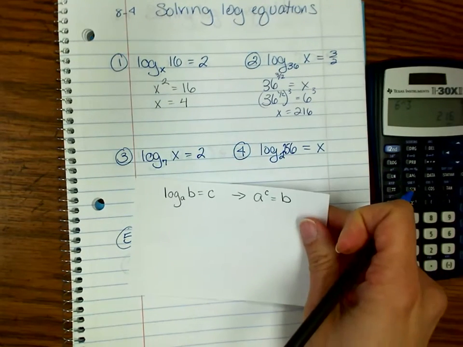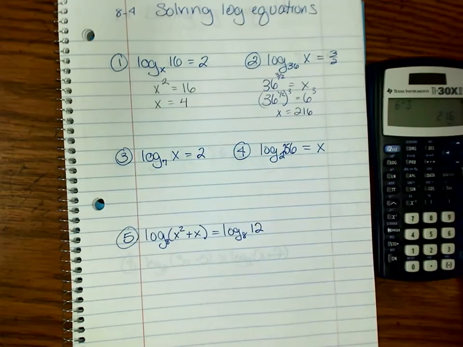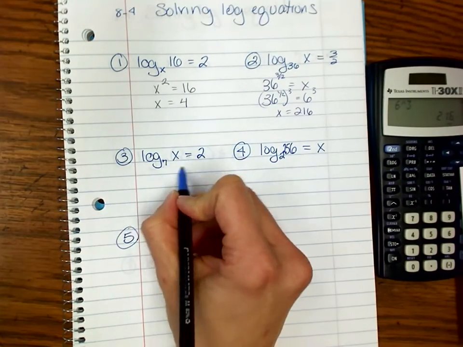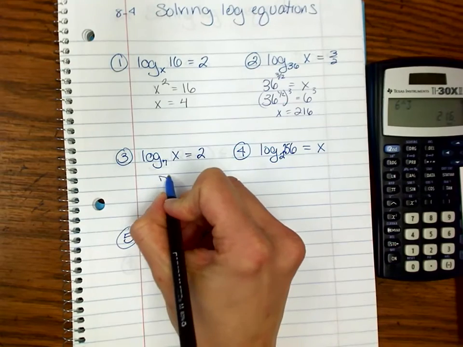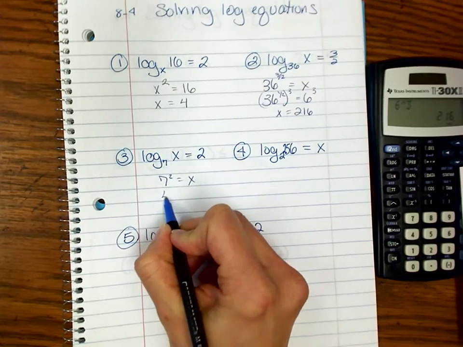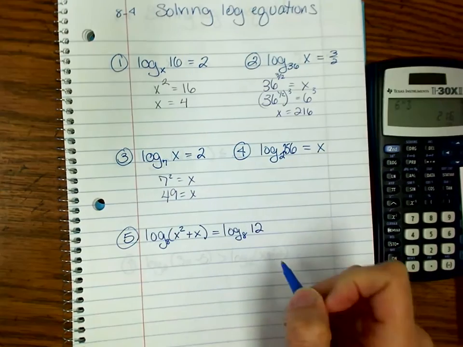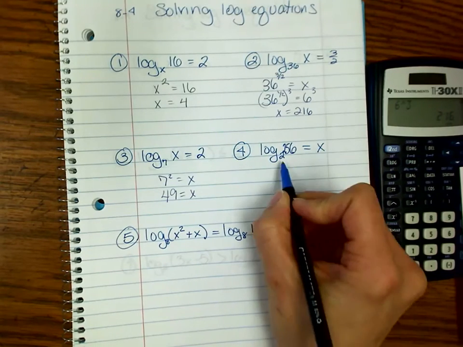little log rule. You've got to know this. If you don't, these are really difficult. So again, base to this equals that. So 7 squared equals x. Well, what is 7 squared? 49. So x is 49.